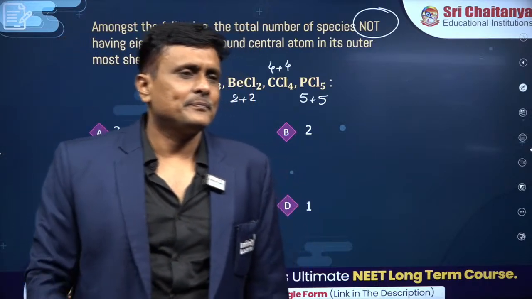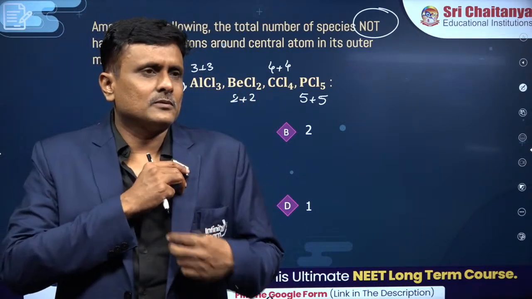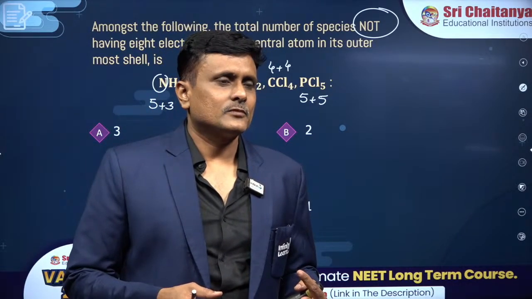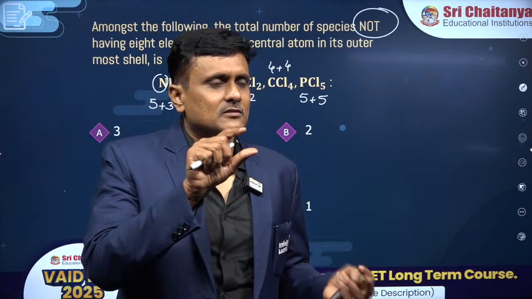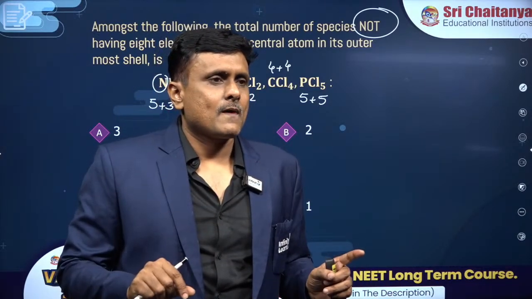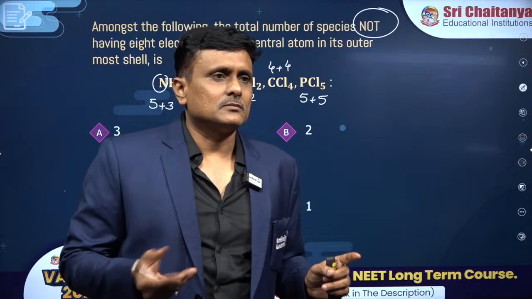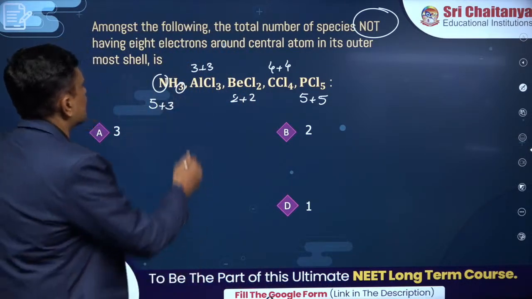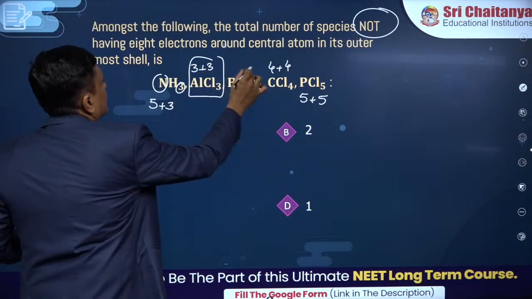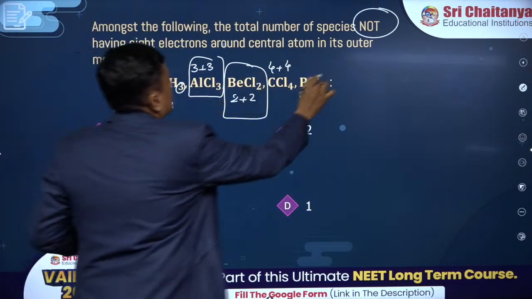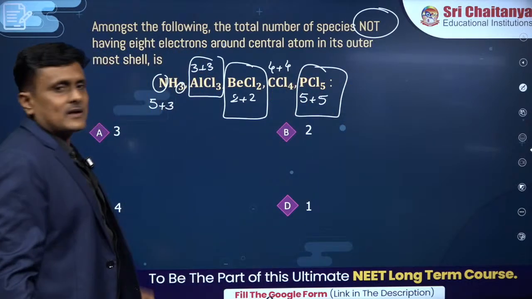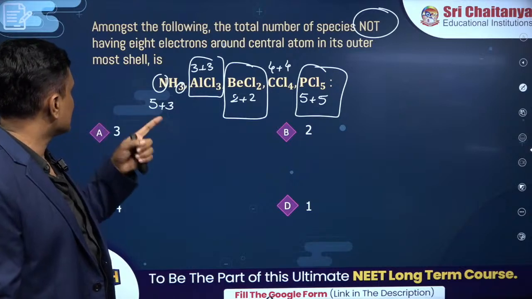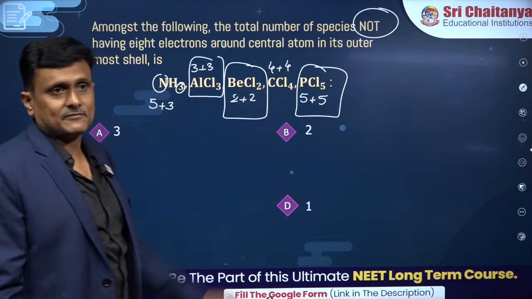What do you all say? Renuka, this is how we predict the octet, no? Octet prediction is very simple: valence electrons plus bonds. Simple, isn't it? So you guys have to be careful about how many species are not having 8 electrons in the valence shell. You can see these 3 species are not: AlCl3, BeCl2 and PCl5 also.